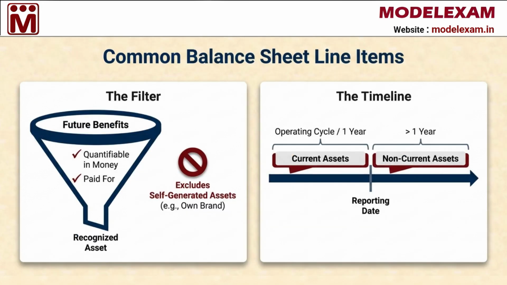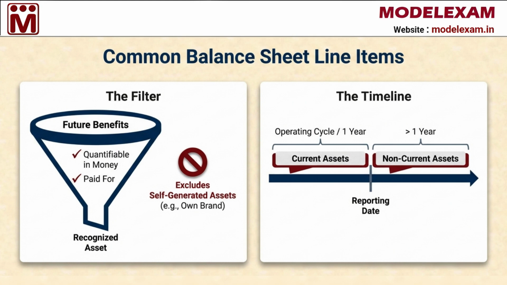To understand the balance sheet, you first need to understand the criteria for what gets recorded. Think of this as a filter. For an item to be recognized as an asset, it must meet three conditions. First, it must provide future benefits. Second, it must be quantifiable in monetary terms. And third, it must be paid for. This means you cannot record self-generated assets like your own brand name because you haven't paid an external price for it. Once an item passes the filter, we look at the timeline to classify it.